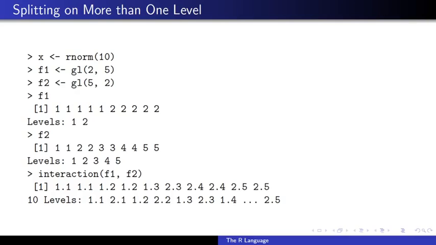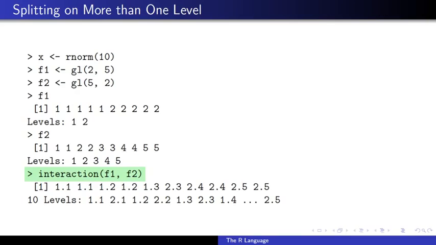So here I've got f1, which is a factor with 2 levels, and I've simulated a normal random variable, 10 observations. I've got a factor with 2 levels, each repeated 5 times, and then I've got another factor with 5 levels, each repeated 2 times. So these are my two grouping variables here, and I want to look at the combination of the two. So I can use the interaction function to combine all the levels of the first one with all the levels of the second one.